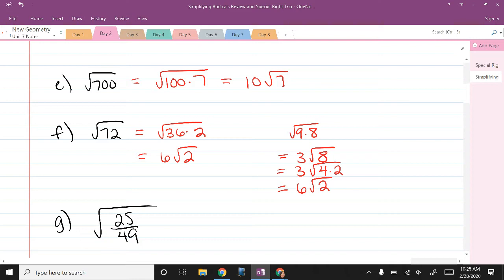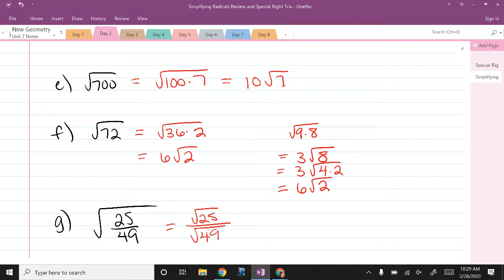All right, if you take the square root of an entire fraction, then you need to take the square root of the whole fraction. That means you take the square root of the numerator and the square root of the denominator. Okay, so the square root of a fraction, you need to take the square root of the numerator and of the denominator.